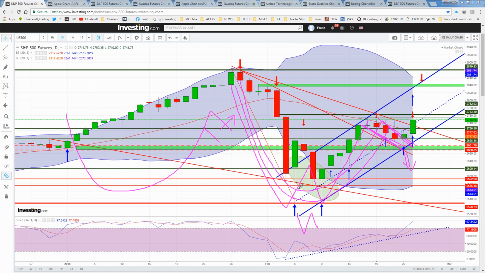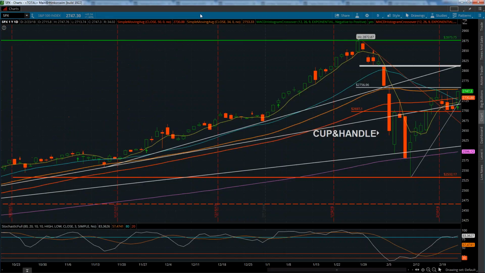Anyway, so that's where we stand. Now let's take a quick look at this. We've got stuff to do. Okay, this is it in the simplest terms. There's a very large cup and handle. This is your 50-day moving average. You guys can just set this up on your own screen.